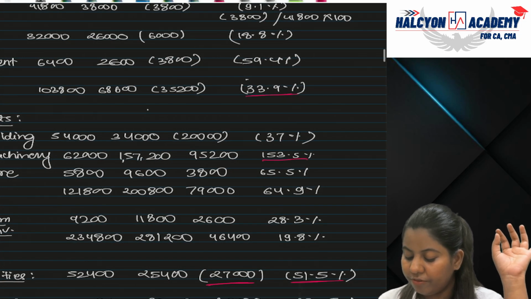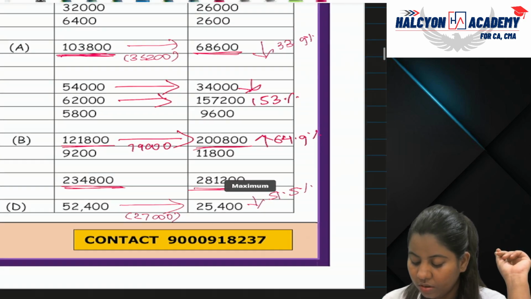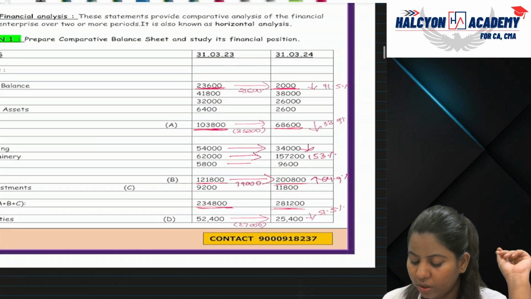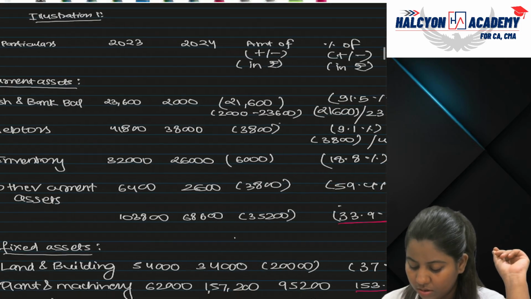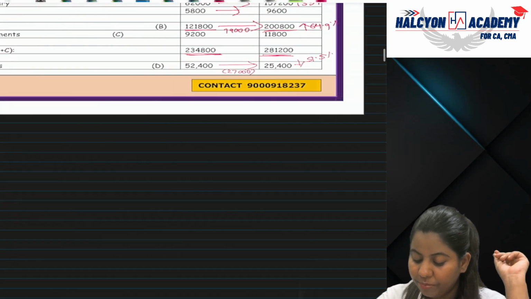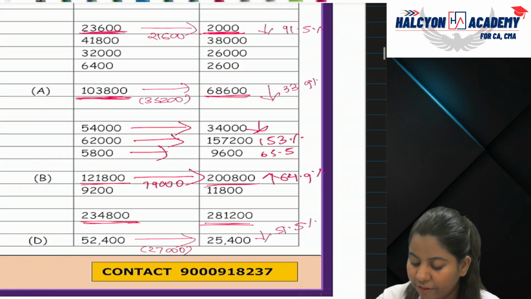See, 153.5%. So it is increasing, and the furniture is also increasing. Furniture is also increasing by 65.5%.